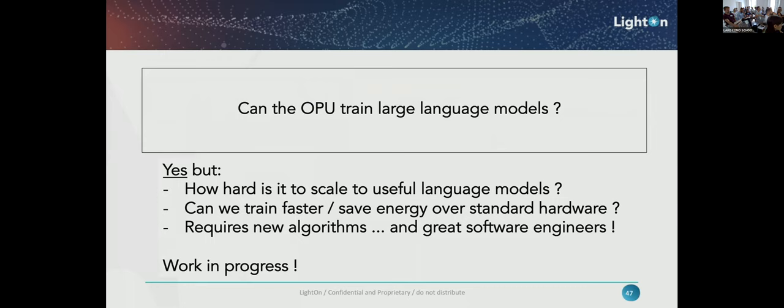So can the OPU train a large language model? The answer is yes, it can. But I'm not sure, at the moment, it's not at the scale of these very large, useful language models. It's still work in progress. I have some clues, but I have no proof on what will be the saving in terms of speed and energy and so on eventually when it scales. It works. We've shown it works. We've shown it can train. How much faster? This is still work in progress.